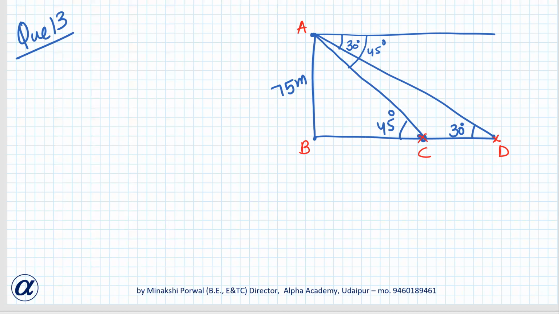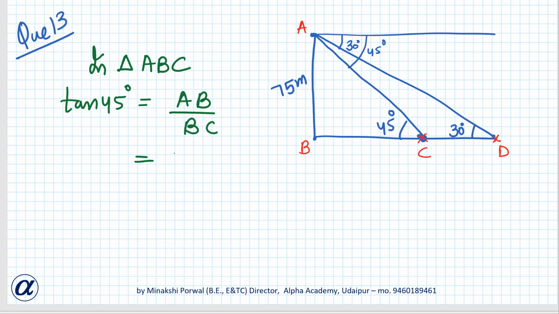Okay, now first of all, how will we do this? In ABC, if we apply tan theta, the perpendicular is known so the base will be found. In triangle ABD again we will put tan theta, the perpendicular is known so the base will be found. If BD is known and BC is known, then CD will be their difference. So let us start. In triangle ABC, tan 45 degrees equals perpendicular upon base. Perpendicular is 75 meters. Base we don't know. Tan 45 is 1, so BC is 75.